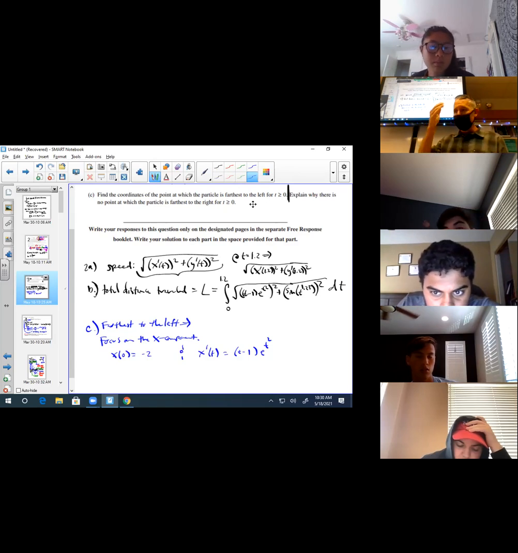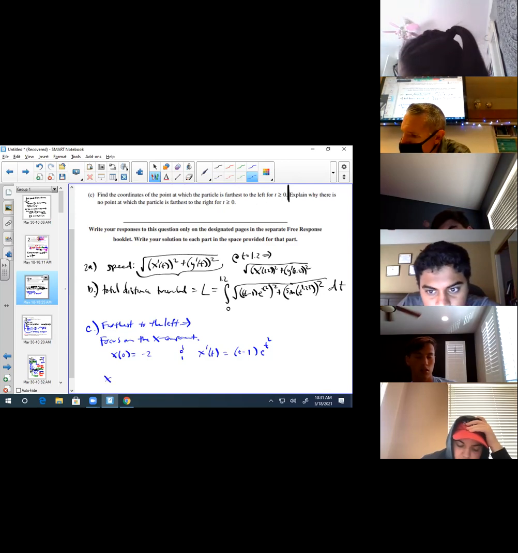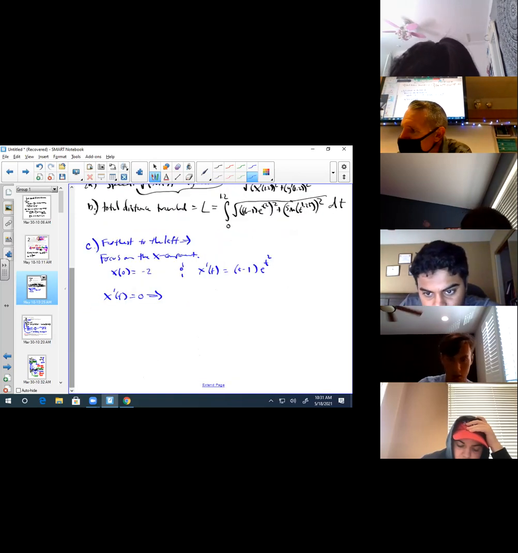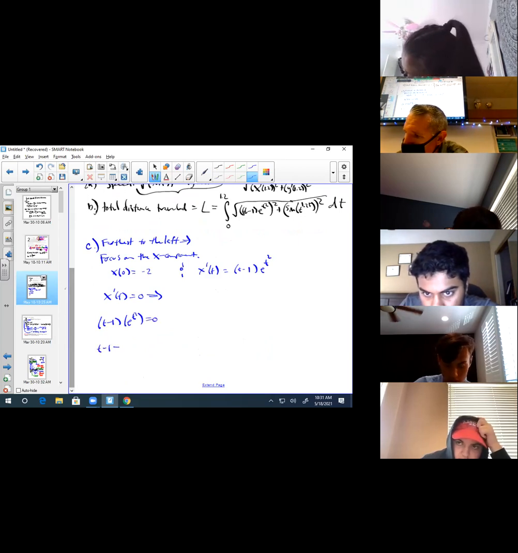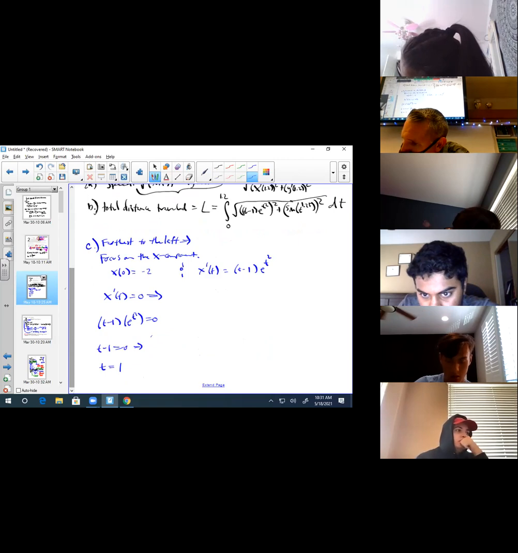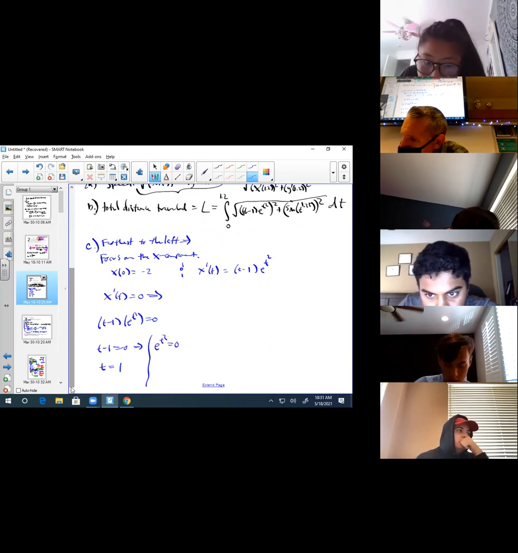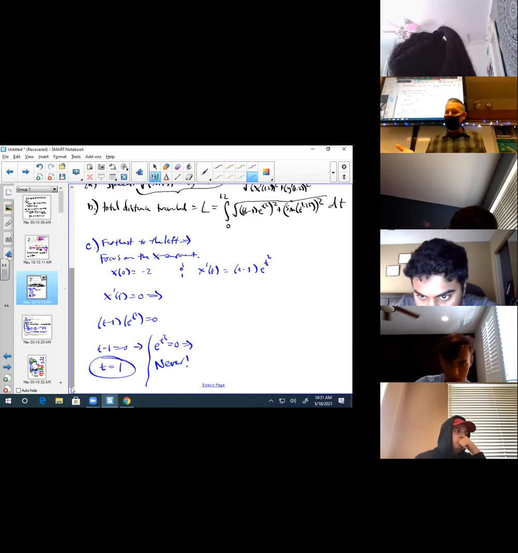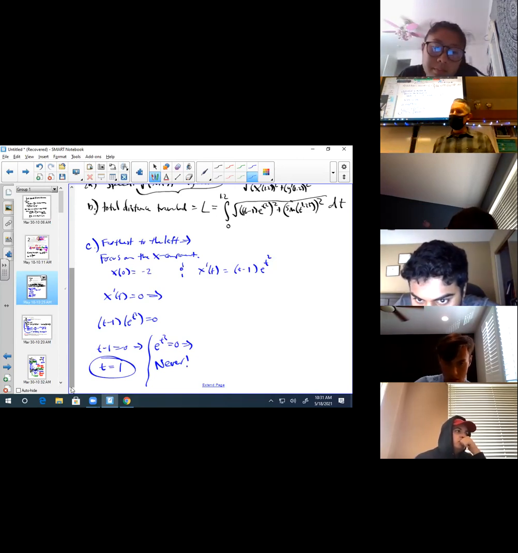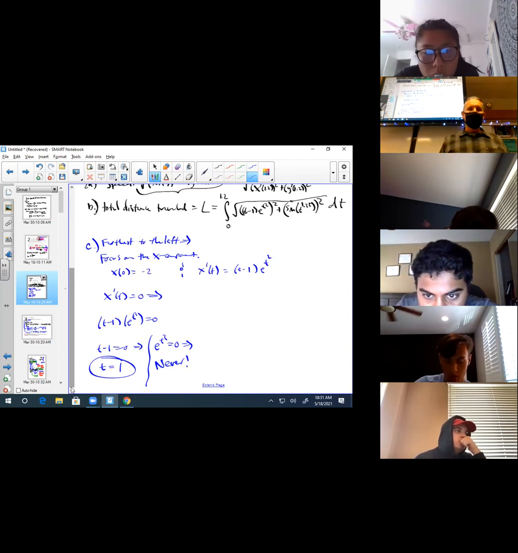Okay, so the first thing I'm going to do is set x prime of t equal to 0, right? So x prime of t equals 0 implies, and you could work this out however you want, I think it's easy enough to say that that's going to be t minus 1 times e to the t squared equals 0. So t minus 1 equals 0 implies t equals 1. E to the t squared equals 0 implies never, right? So t is equal to 1. That's the only t value where x prime is equal to 0.